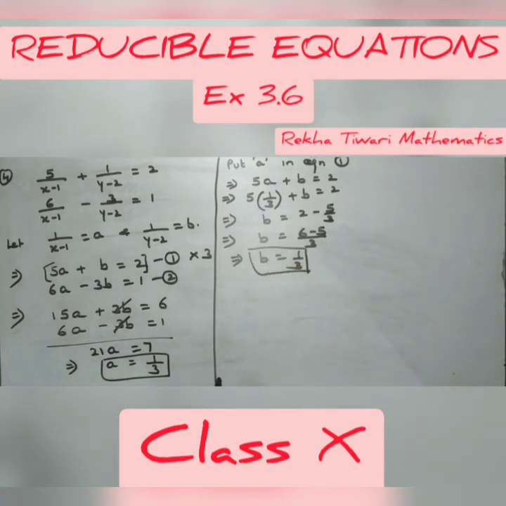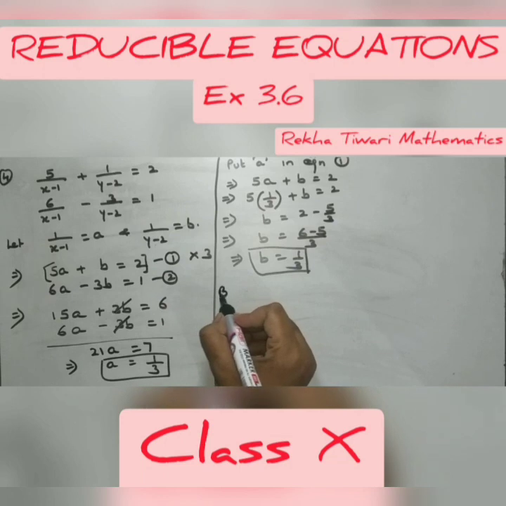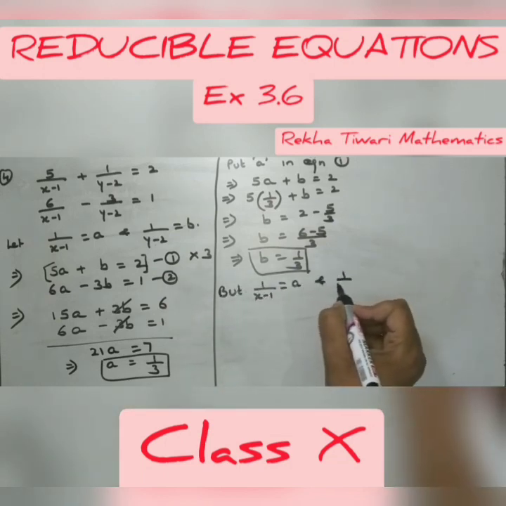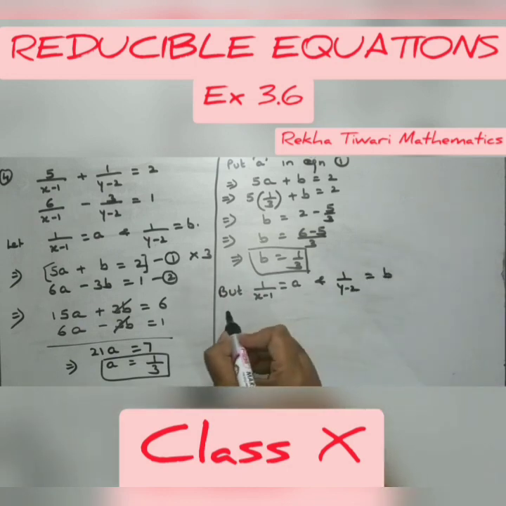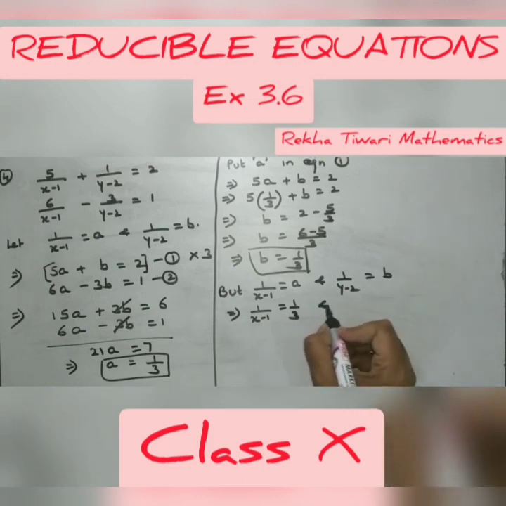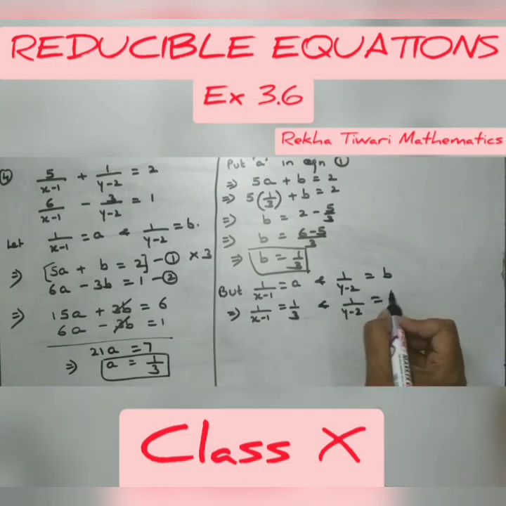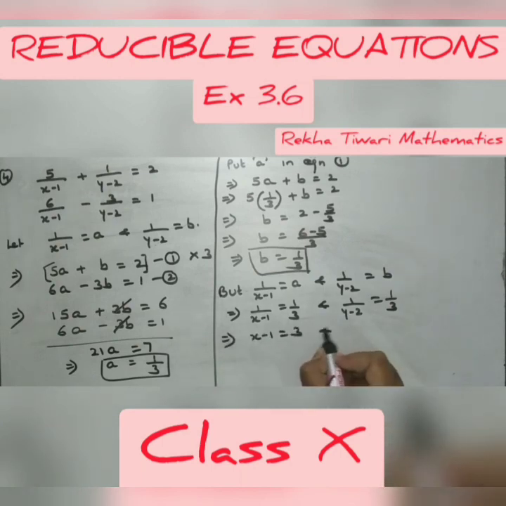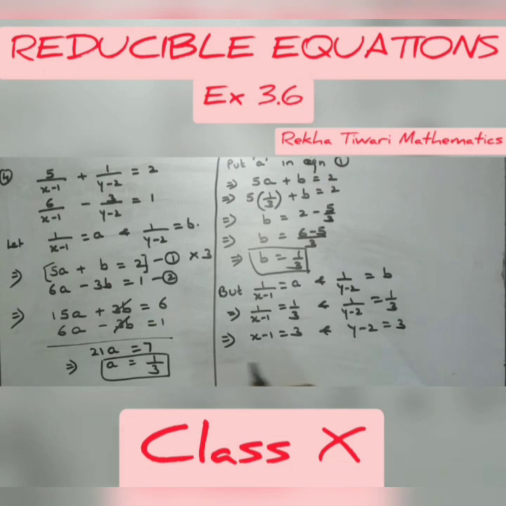But you have to find x and y. So write, 1 upon x minus 1 is a and 1 upon y minus 2 is b. So this implies 1 upon x minus 1 equal to 1 by 3 and 1 upon y minus 2 also equals 1 by 3. Reciprocate, x minus 1 equal to 3 and y minus 2 equal to 3. This implies x is equal to 4 and y is equal to 5. So these are the solutions for the given equation.